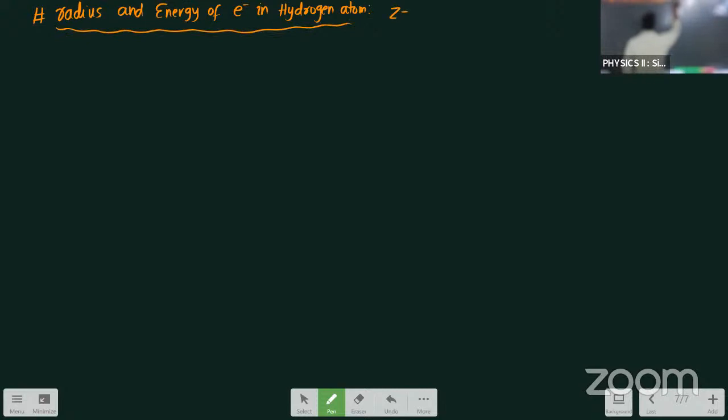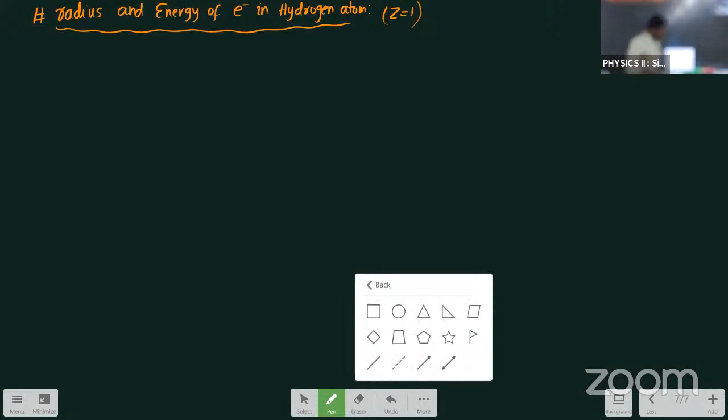I'm writing here radius and energy of electron in hydrogen atom. Here in a case of hydrogen atom, what is the atomic number Z? We'll be writing Z is equal to 1. So everyone carefully see here, mathematical derivation is there, very easy derivation.